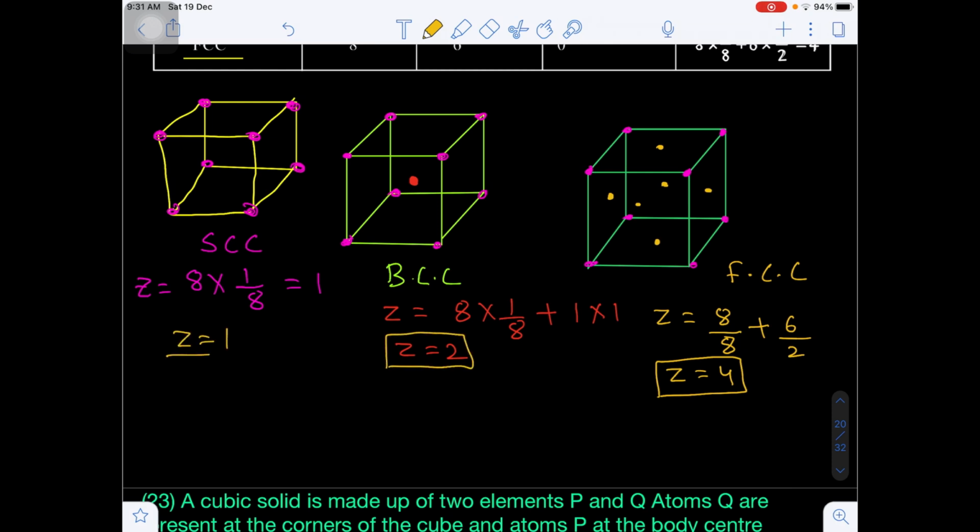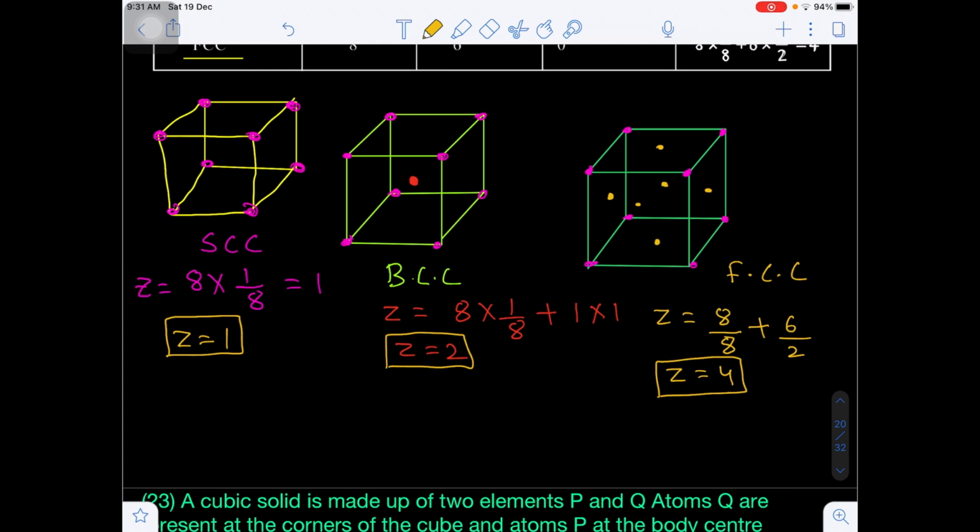So what is the effective number of atoms per unit cell of a simple cubic crystal? Z is equal to 1. For BCC, what is the effective number of particles per unit cell? Z value is equal to 2. And what is the effective number of atoms per unit cell of a face centered cubic crystal? Z is equal to 4. Are you getting my point? So this will be very very important.